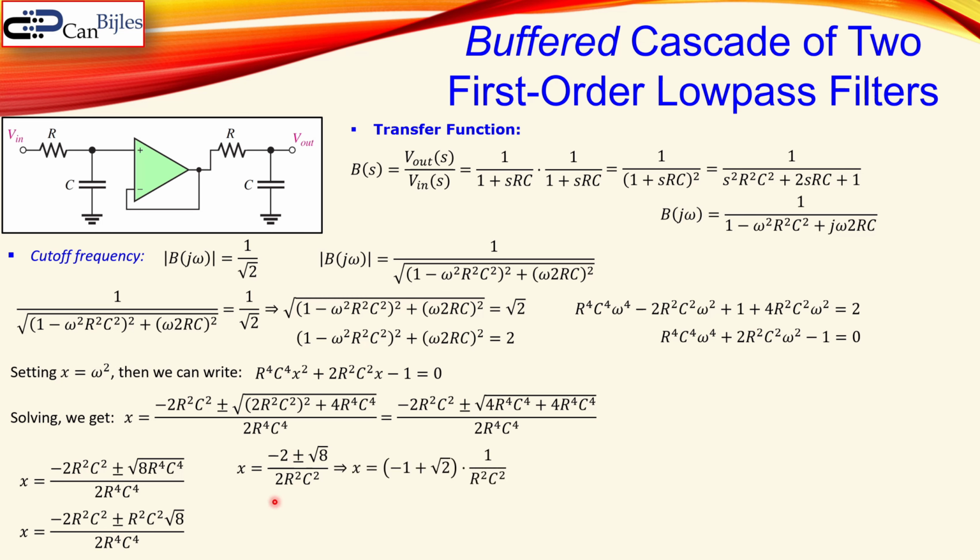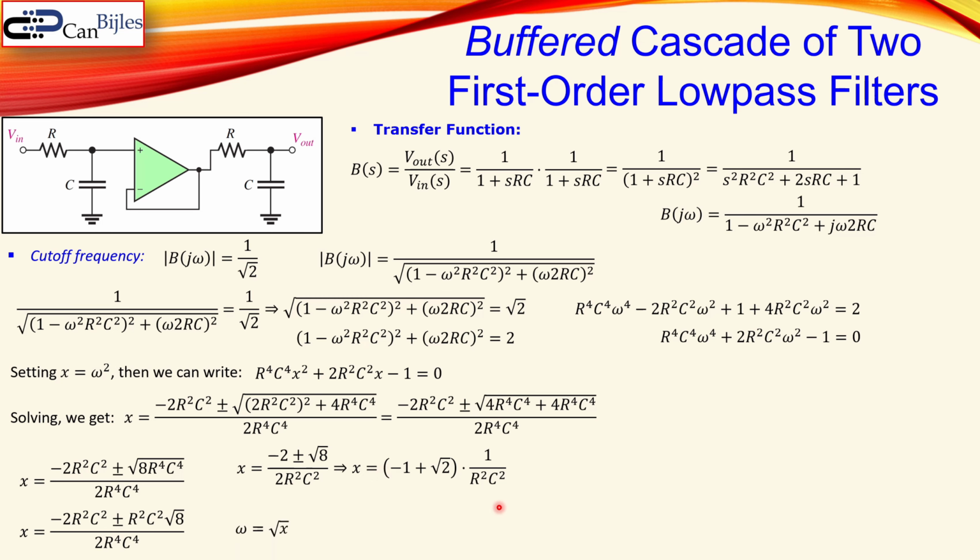We can also write it like so. Now let's bring this in front and divide out by 2. So that will be the minus 1. And the square root of 8 divided by 2 will be then square root of 2. This is now the scaling we have in front of this 1 over the r squared c squared.